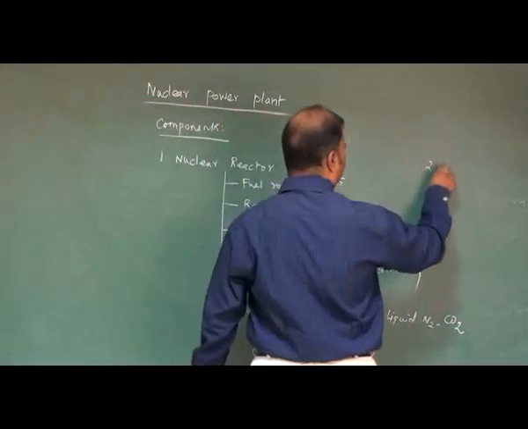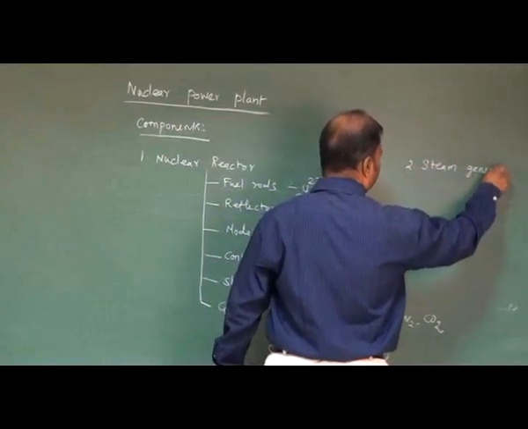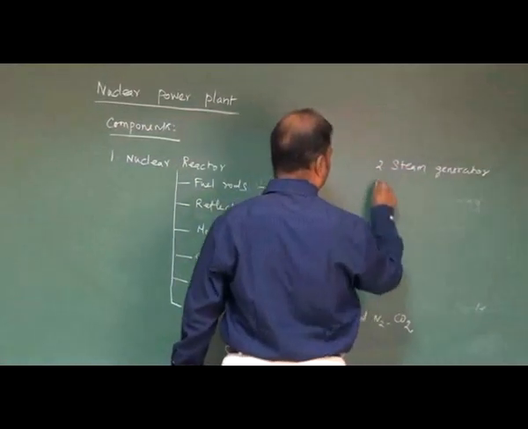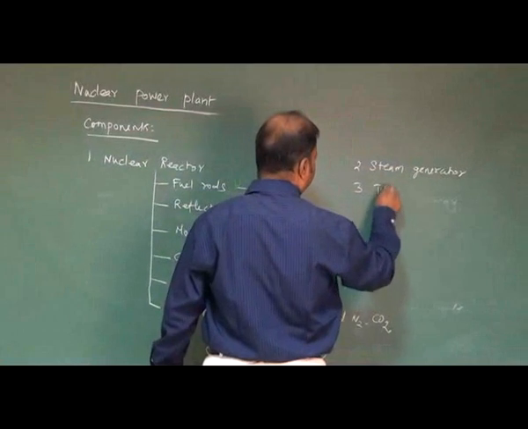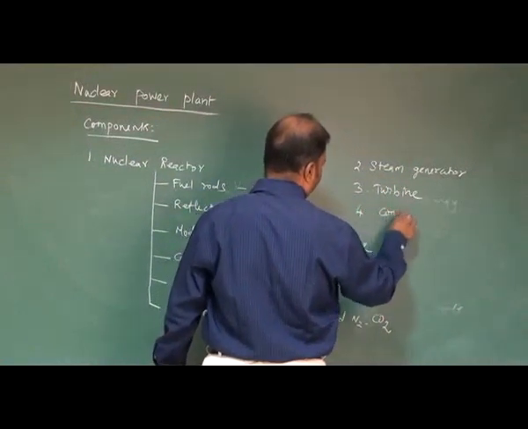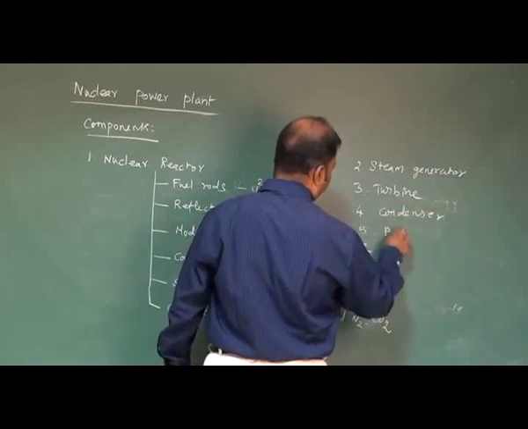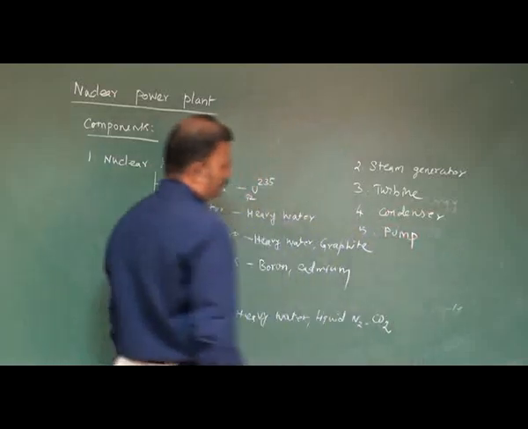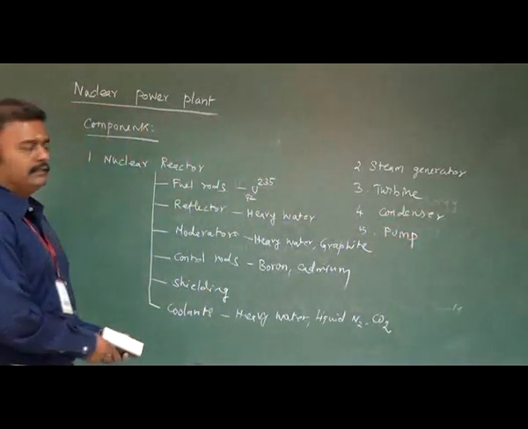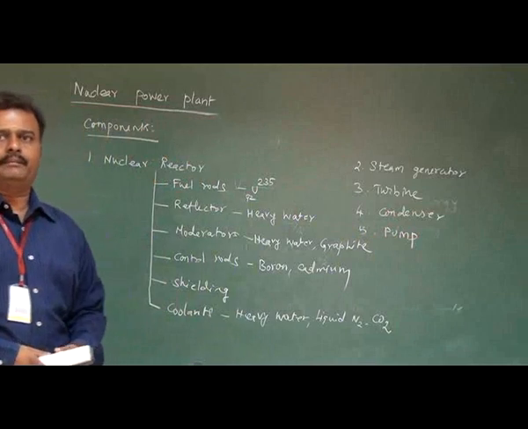The other components are the steam generator, turbine, condenser, and the last one is the pump. So these are all the components involved in the nuclear power plant. Now let us see the layout of a nuclear power plant.